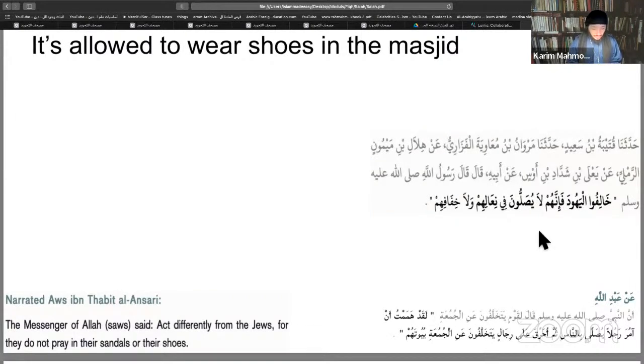No, it's not sinful. Okay, we do take it off because we don't want to destroy the rugs of the masjid and the carpet of the masjid. Everybody understand this point?